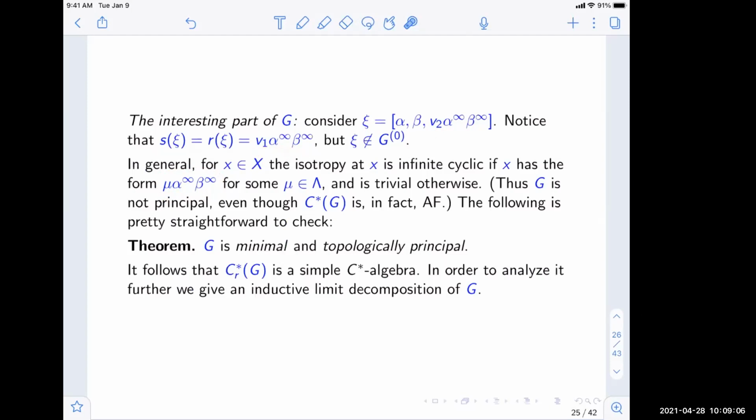So it's not a principal groupoid, but it is topologically principal. This family of elements having non-trivial isotropy is countable and nowhere dense. And it's easy to see that it's a minimal groupoid. So the reduced C-star algebra is a simple C-star algebra. And it turns out that it does have an inductive limit decomposition, just not by finite dimensional subalgebras.